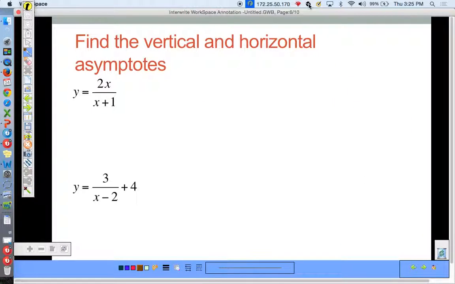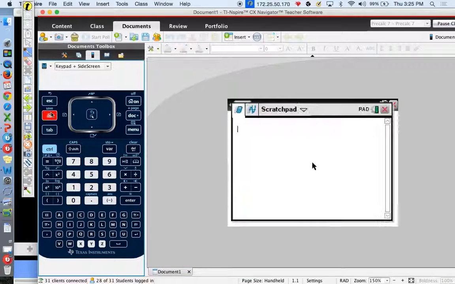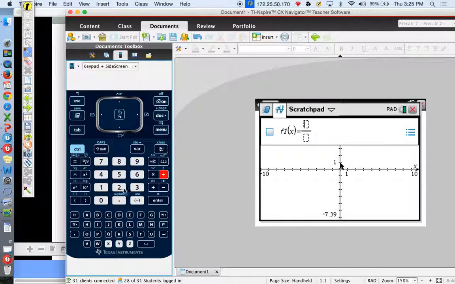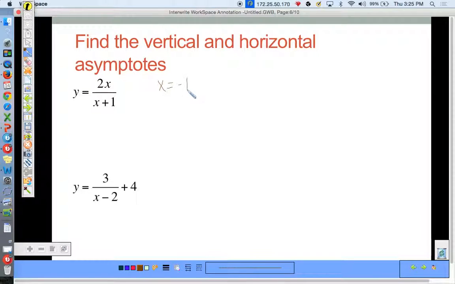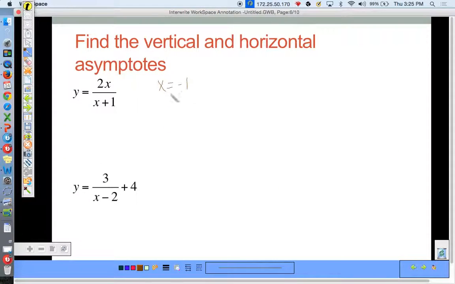And what else are we going to take a look at? We're going to take a look at asymptotes. So if we pull up our calculator here and we graph that first one, 2x over x plus 1. Alright, so looking at it here, it looks like negative 1 works. So x equals negative 1. And that fits because if we plug in negative 1 in the denominator, we get 0. And then our other one looks like it's at y equals 2.